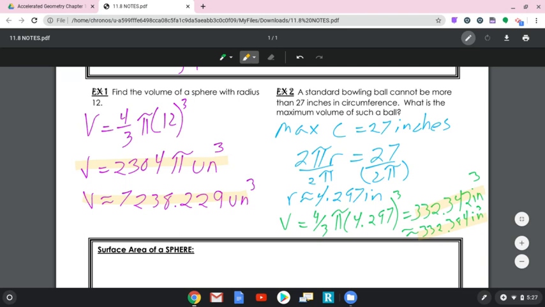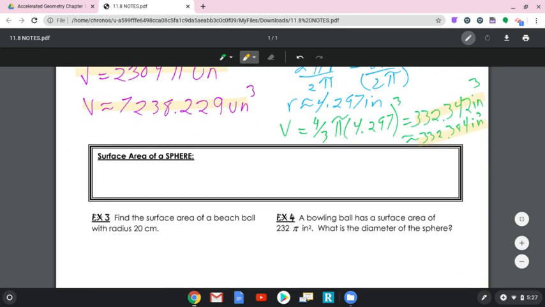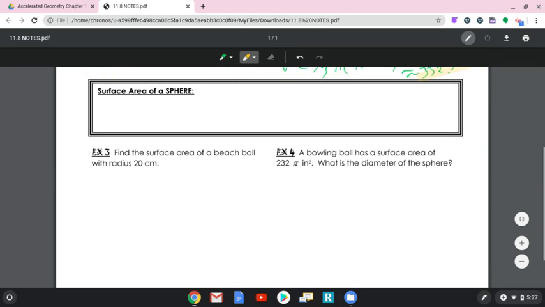All right. Okay, the next thing we're going to talk about with the sphere is surface area. And that would be if I thought of a ball. Why is surface area valuable? Well, surface area is valuable because I would think of the material to make a beach ball, the material to make a soccer ball, the material to make a baseball.